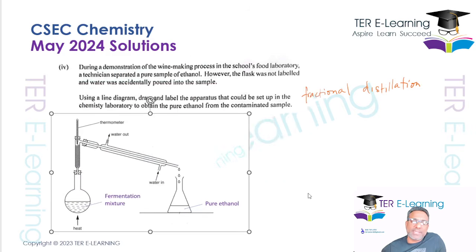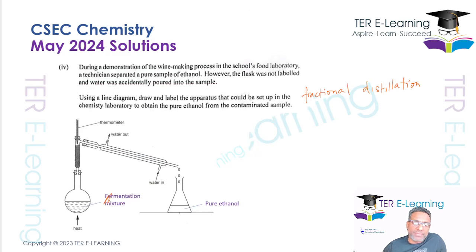But in this case, it's not the fermentation mixture we have here. This is not the fermentation mixture. That's a mixture of water and the ethanol. So you need to label it. This here is what we call the condenser. So this is the condenser.